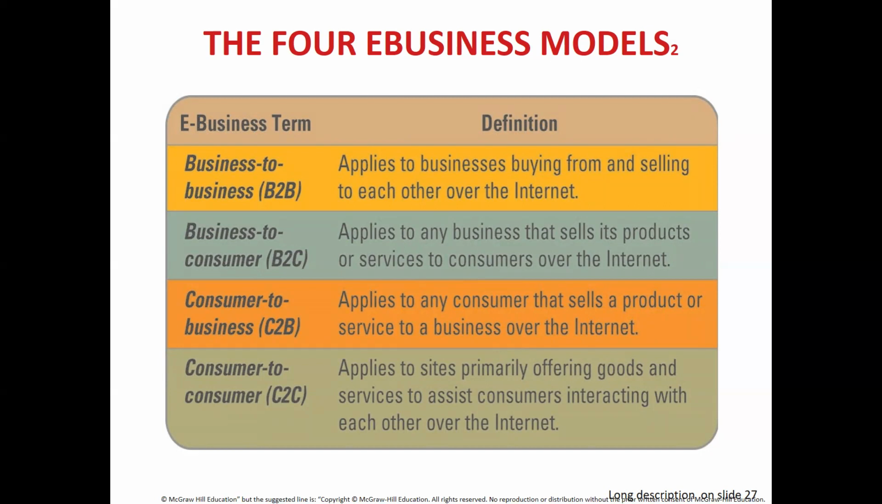Consumer to business applies to any consumer that sells a product or service to a business over the internet. Now, this is vice versa, whereby the consumers are selling a product or service to business over the internet. This is an example of what you may see on eBay or even AliExpress or Alibaba, whereby a customer ends up selling products to a business. Consumer to consumer applies to sites primarily offering goods and services to assist consumers interacting with each other over the internet. Now, you'll see this is what is happening at the moment.